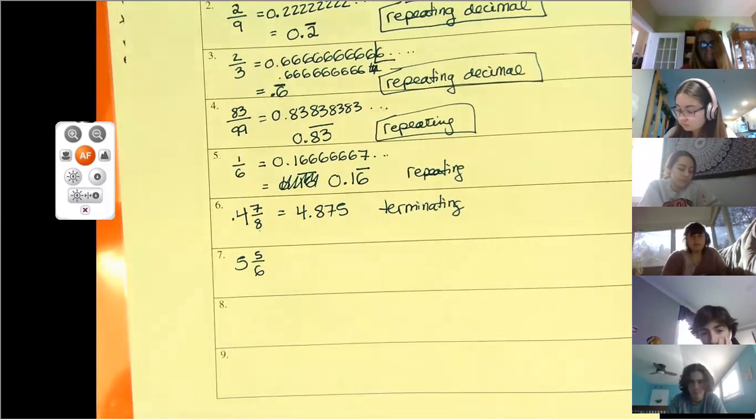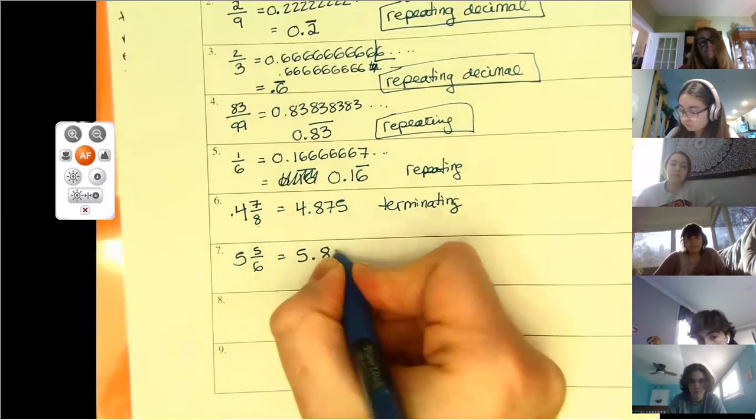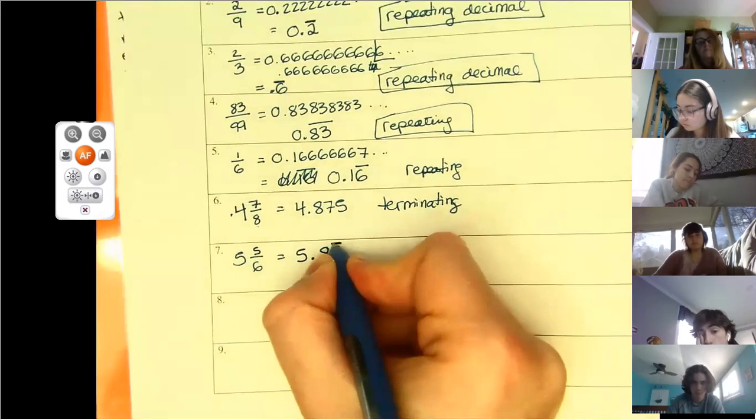Can I give the answer? Elena, go for it, please. 5.83 repeating. Yep. Can you tell me how you did the repeating part? What was the repeating bar over? 3. Perfect. So not the 8 and the 3, just the 3.